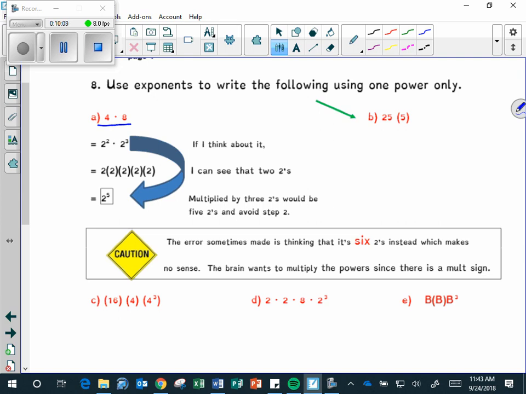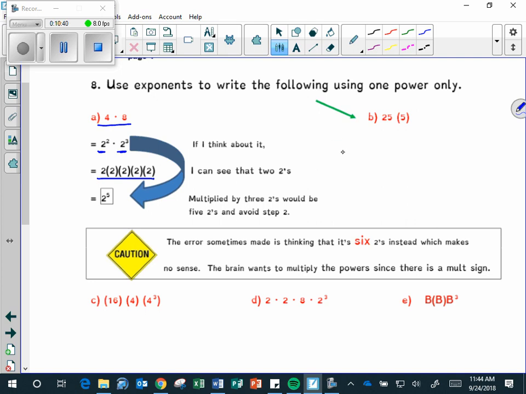So I just think about, well, 4 could be written as 2 squared, and 8 could be written as 2 to the third. If I write that all out in expanded form and then multiply it together, I can see that 2 times 2 times 2 times 2 times 2 in exponential form is 2 to the fifth. And we're trying to get exponential form. Sometimes there's more than one way you can work the problem, and I'll show you that a little bit later.